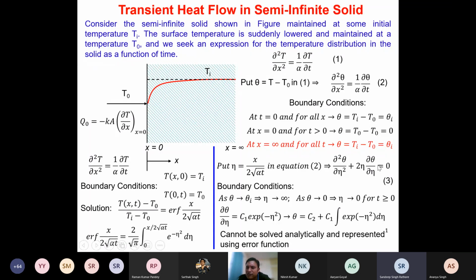So let's solve this equation, which is a standard differential equation. We can integrate this equation, and after the first integration we get dou theta by dou eta equals c1 exponential of minus eta square. Further, if you integrate this, you get theta equals c2 plus c1 integral of exponential of minus eta square d eta. Now, why have we kept this second part in the integral? Because the exact analytical solution of this integral is not possible.